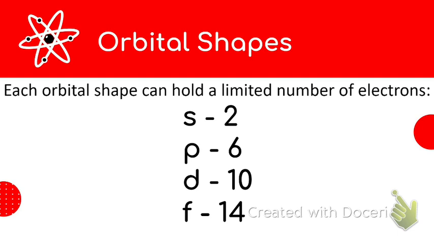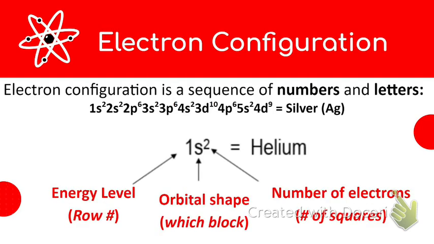All right, now, each orbital can only hold a limited number of electrons. Our S orbital is only able to hold 2 electrons. Our P is able to hold 6, our D is able to hold 10, and our F is able to hold 14. So let's look at the reason for that.